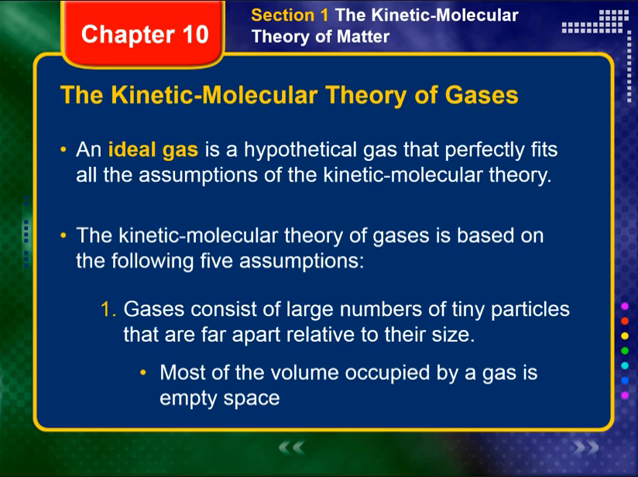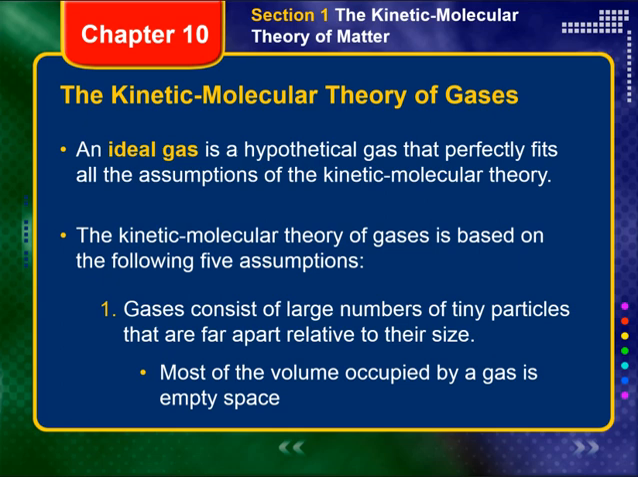Now, there are gases that very, very closely approximate all 5 assumptions of the kinetic-molecular theory, but there are no gases that perfectly fit all 5, right? So there's a difference between ideal and real. So the kinetic-molecular theory of gases is based on the following 5 assumptions.